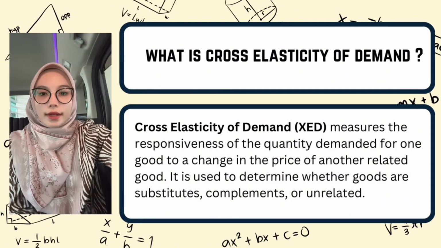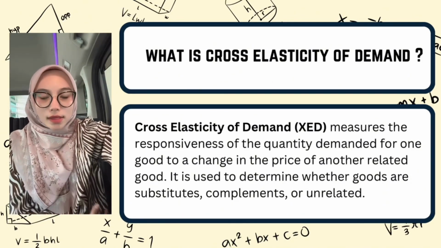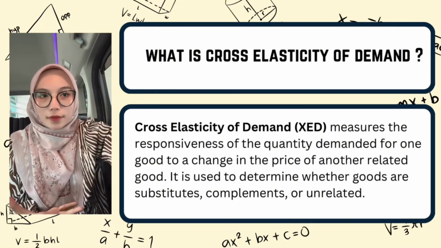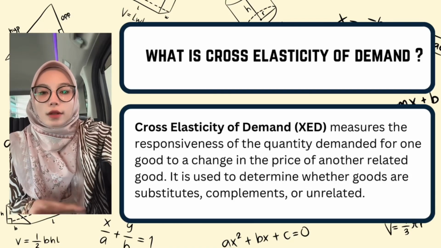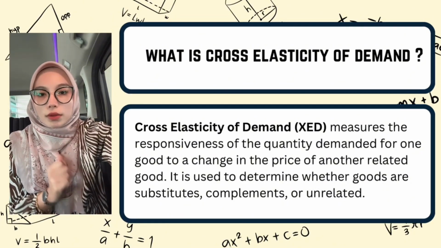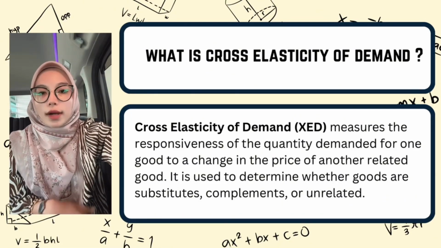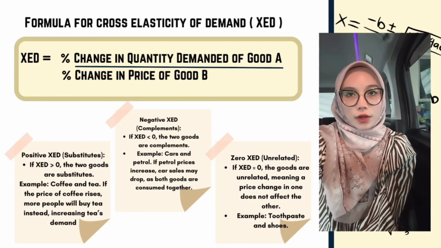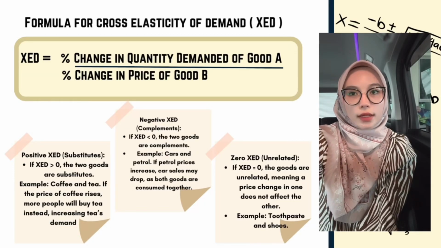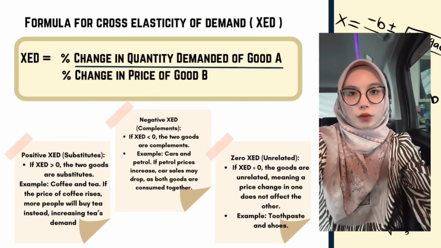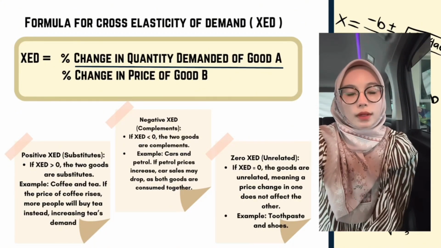So we go to cross elasticity of demand. What is cross elasticity of demand? Cross elasticity of demand measures the responsiveness of the quantity demanded for one good to a change in the price of another related good. It is used to determine whether goods are substitutes, complements, or unrelated. The formula for cross elasticity of demand is the percentage change in quantity demanded of good A divided by the percentage change in price of good B.